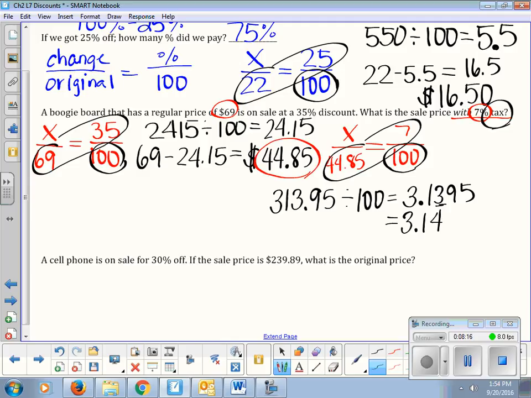And this 3.14 represents our tax. And what do we have to do with our tax to our 44.85? Tax is an additional price you pay, so we need to add that in. And what do we get for our total? $47.99.